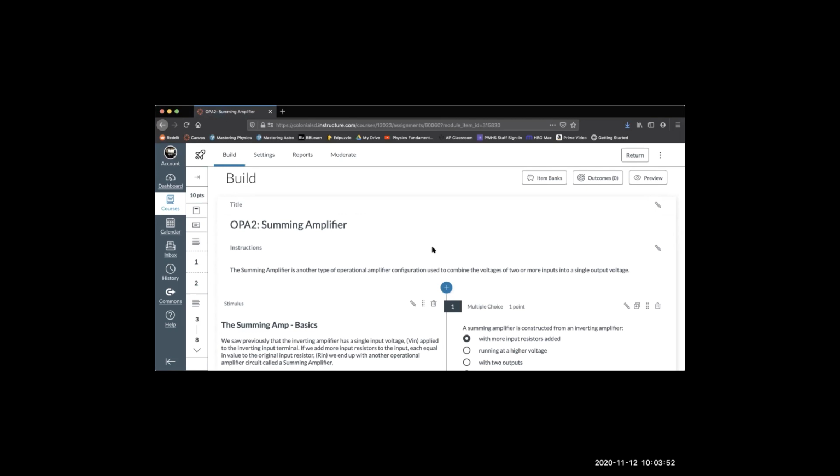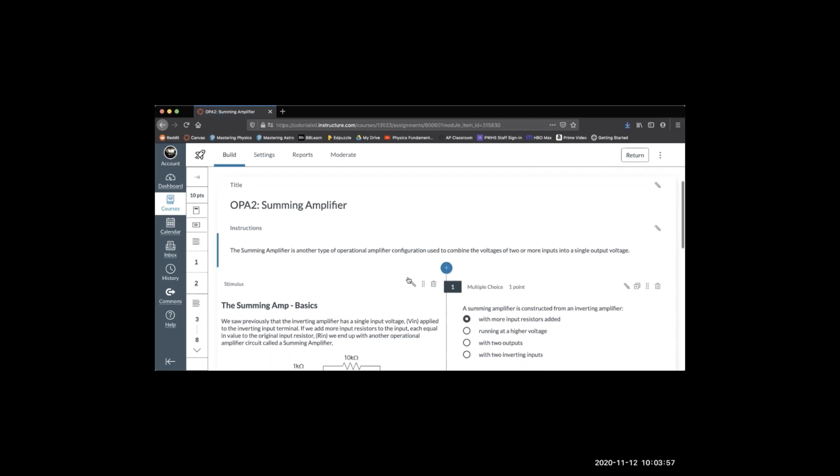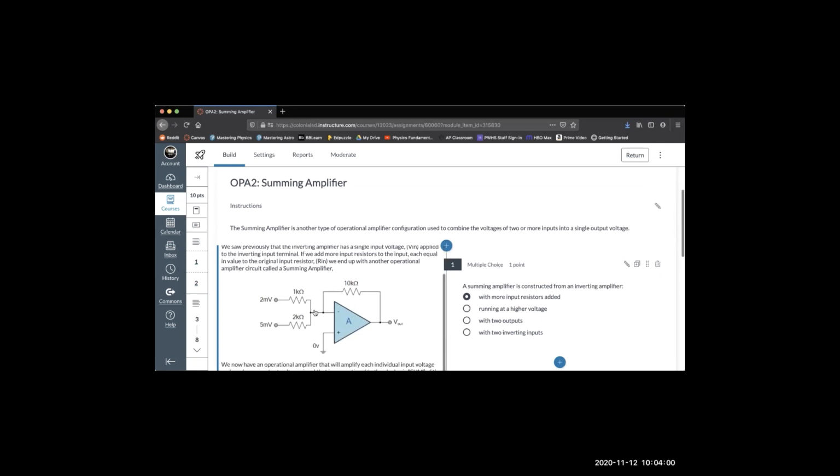OpAmps 2, the summing amplifier. It's another type of op-amp configuration used to combine the voltages of 2 or more inputs into a single output. Notice I've just got my triangle here. That's all. I'm not using a different op-amp. It's the same one I drag off all the time. But now I'm inputting 2 signals into it. Notice that I've got resistance that comes over the top, and the non-inverting input is grounded. So this is working just like an inverting amplifier. It's just got 2 inputs instead of 1.